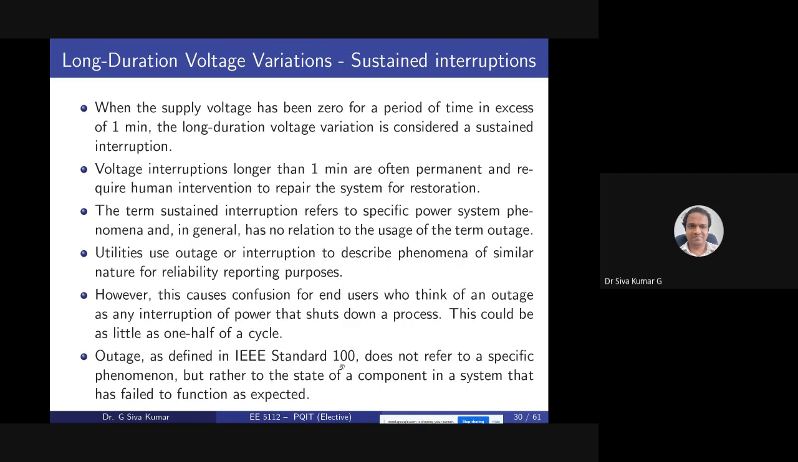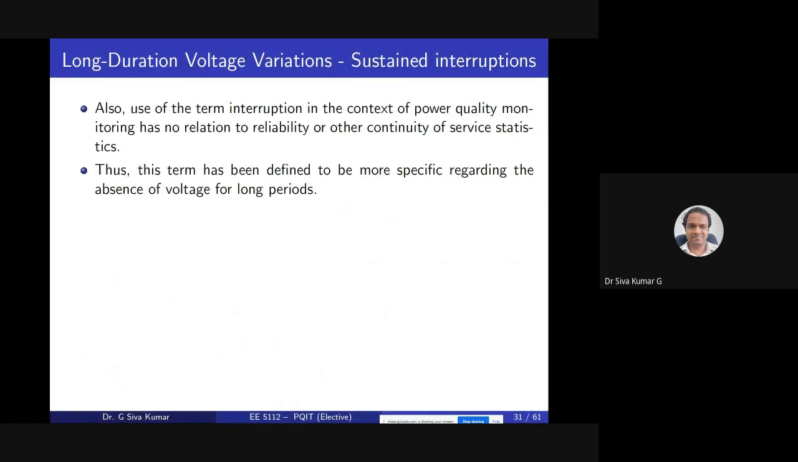Outage, as defined in IEEE standard 1, does not refer to a specific phenomenon, but rather to the state of a component or system that has failed to function as expected. Okay, because of that, the outage has been defined in that. Also, use of the term interruption in the context of power quality monitoring has no relation to reliability or other continuity of service statistics. Thus, this term has been defined to be more specific regarding the absence of voltage for longer periods. It's about the sustained interruption.